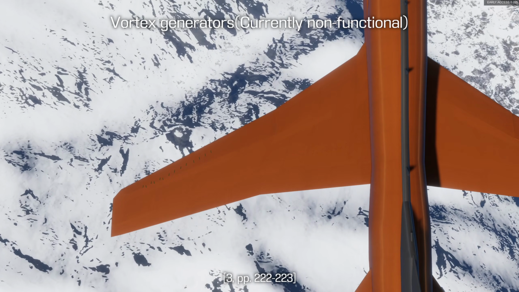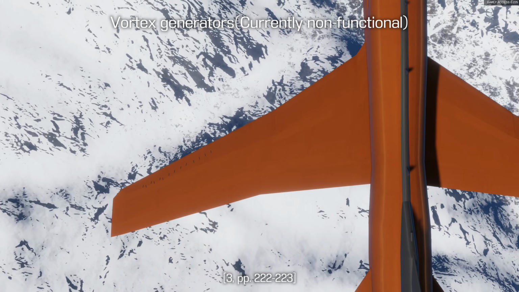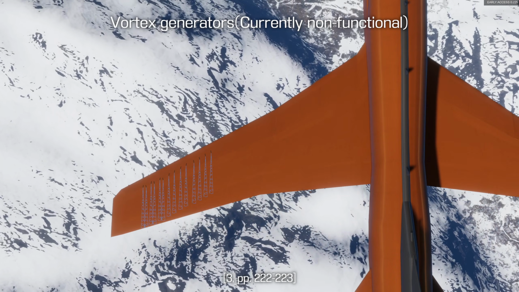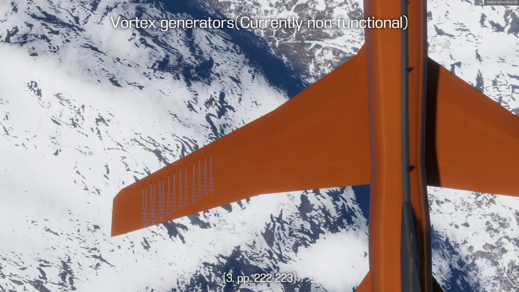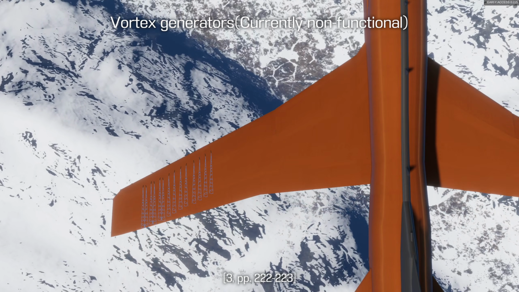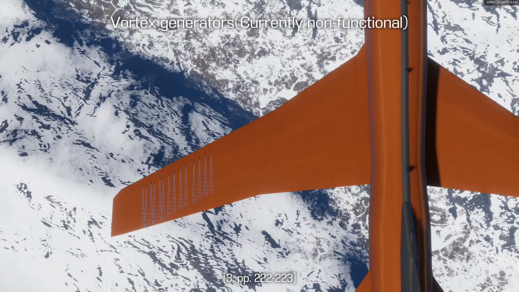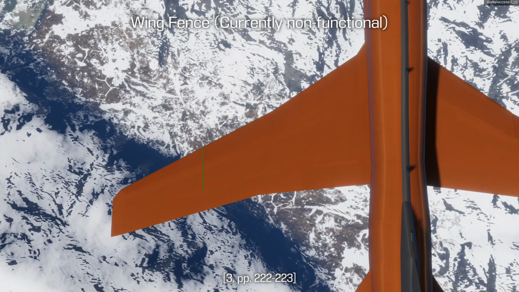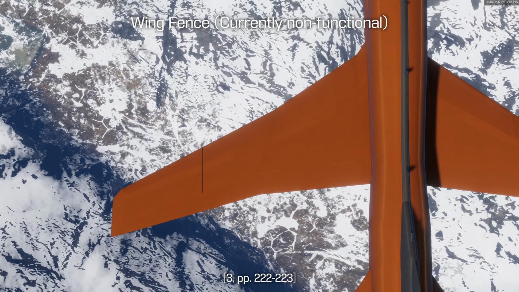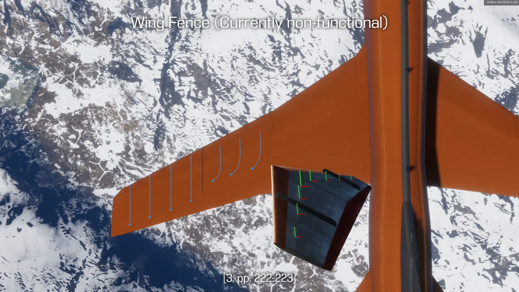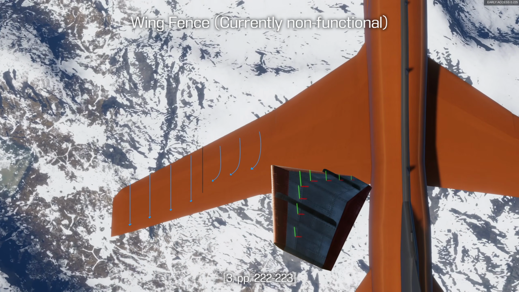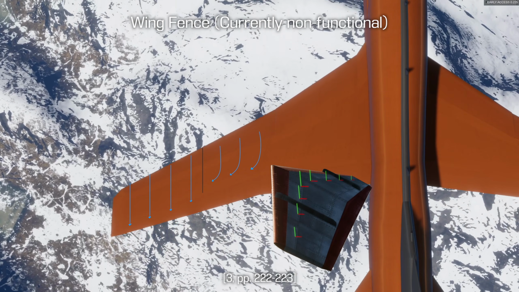The next method is to use sets of vortex generators. Vortex generators are small plates that are angled relative to the airflow, which creates vortices near the surface they are placed on. This keeps the airflow attached to the surface at conditions where it would normally separate, up to a point. The last of these methods is the wing fence. This serves the exact same purpose as the dogtooth, but instead of a vortex, it utilizes a physical barrier to separate stalled and unstalled sections of the wing.